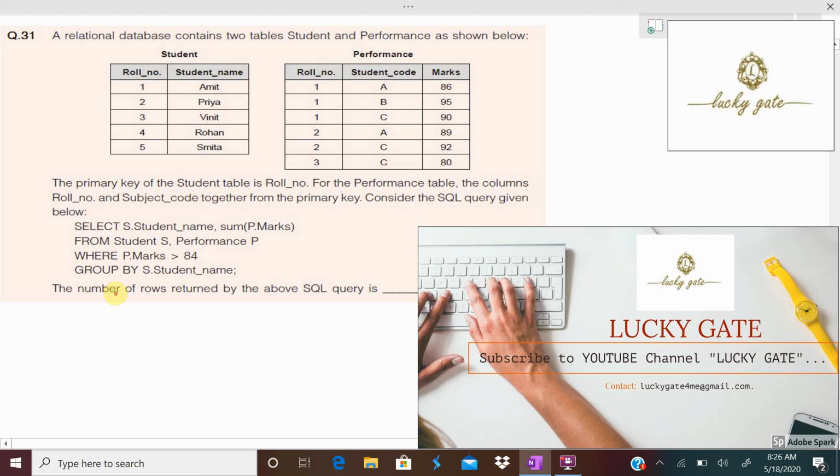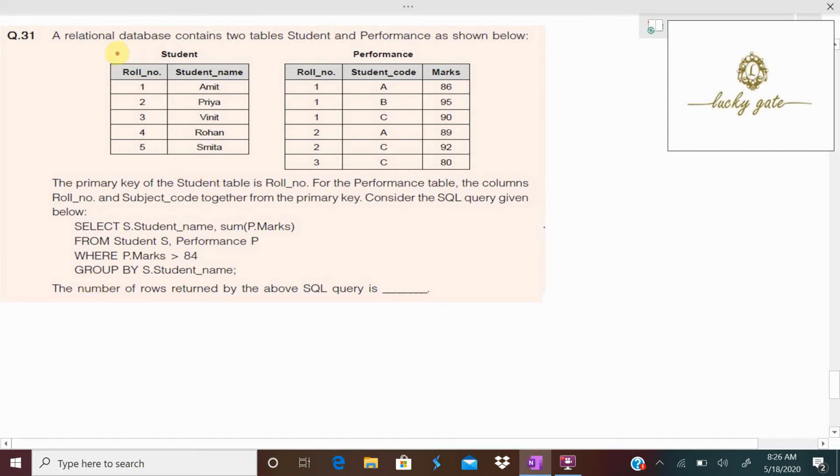It is a question in GATE 2019 from database system for 2 marks on the topic of structured query language. Here the question is, a relational database contains 2 tables, student and performance, as shown below. There are 2 tables mentioned, student table and performance table.